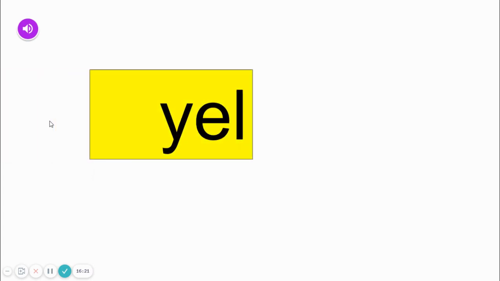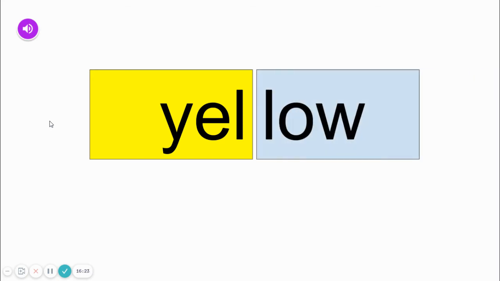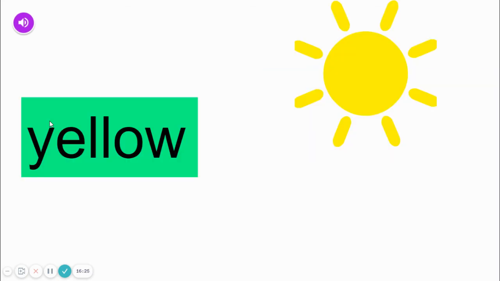Yell, low, yellow. The yellow sun heated the earth.